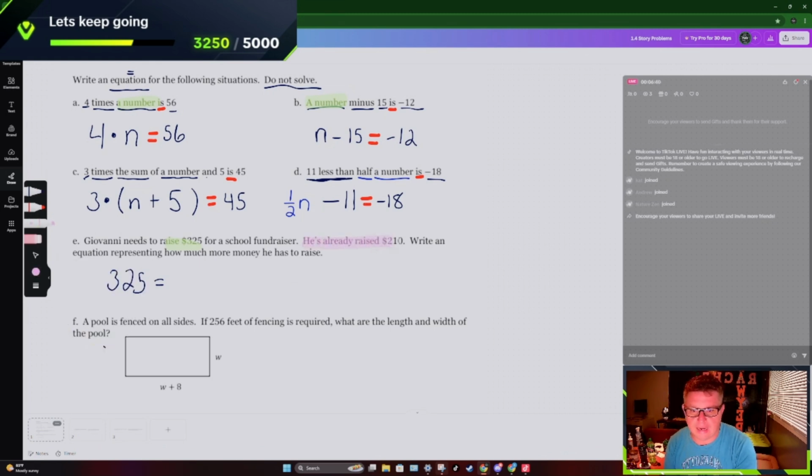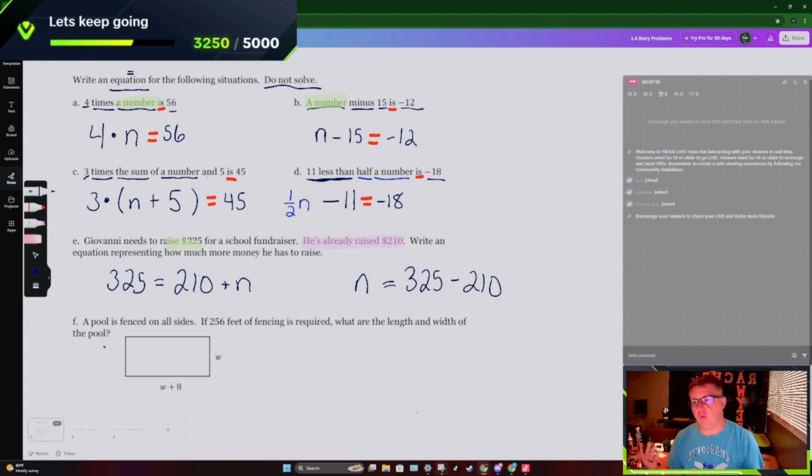He's already raised $210. So we know he's already got $210. But he needs some more because we haven't hit 325. So write an equation representing how much more money he has to raise. We don't want to solve these, but this is how I would start by setting it up. Now, we could maybe rewrite it as we know he's got $325. We know he's already raised $210, so we could subtract that off.